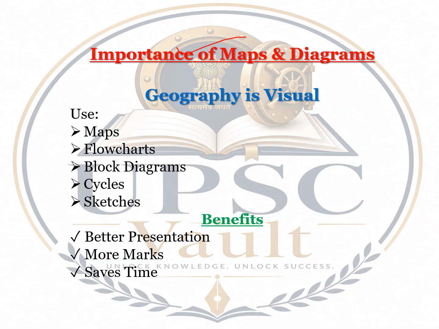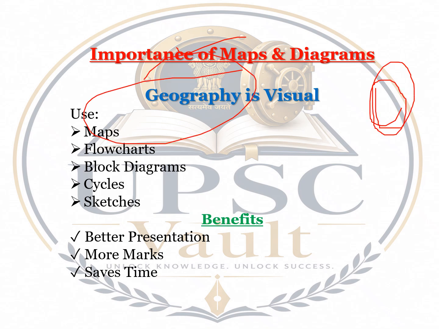Importance of maps and diagrams. See, geography is visual because it is mostly about places. So you can visualize things. Some are abstract concepts that you will have to memorize, but most of it is visible. Map, flowchart, block diagram, cycles, sketches, you can use all of them. The benefits are better presentation, more marks, plus saving of time so that you can attempt more and more questions.